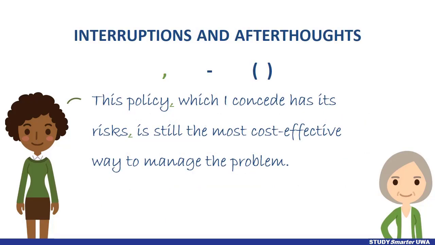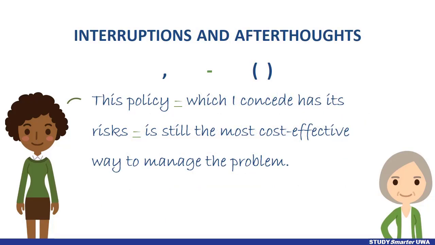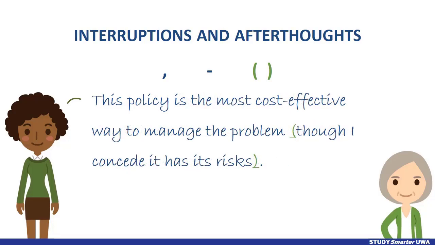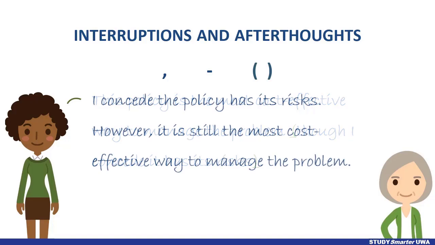You can use commas, dashes, or brackets to interrupt a sentence with additional information, or to add further reflections to the end. Do, however, consider whether this additional information should be given more weight and a sentence of its own, as interruptions can make a text feel disjointed and poorly edited.